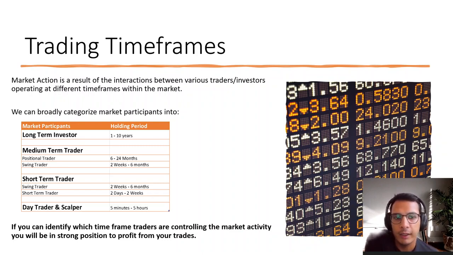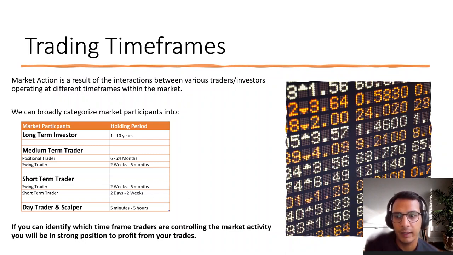So we can broadly categorize market participants into long-term investors, medium-term traders, short-term traders, or a day trader and scalper. Long-term participants can have holding periods ranging from 1 year to 10 years or maybe more as well. Whereas medium-term traders can be positional or swing. Positional traders typically hold positions from 6 to 24 months, whereas a swing trader may hold positions from 2 weeks to up to 6 months.